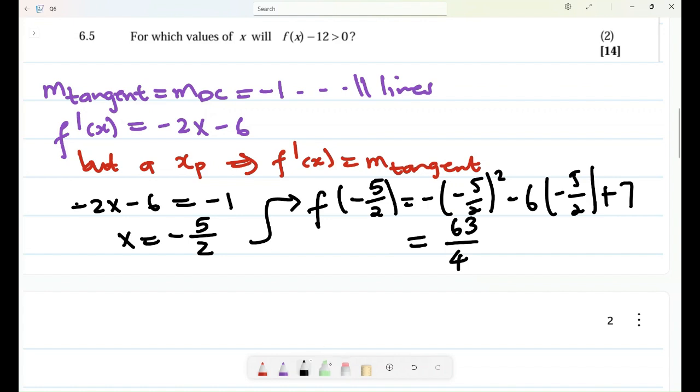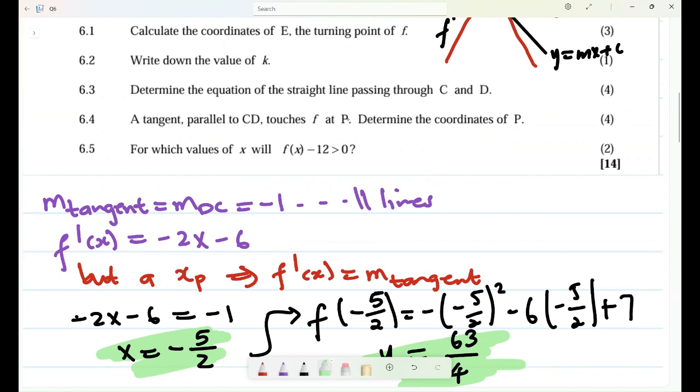Therefore, if my x value at P is negative 5 divided by 2, my y value is that one. Then I can say, therefore, the coordinates of P in terms of x and y are negative 5 divided by 2 and 63 divided by 4. Here, these are the coordinates of P thereof.